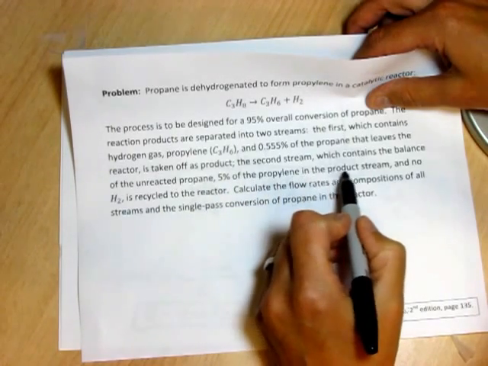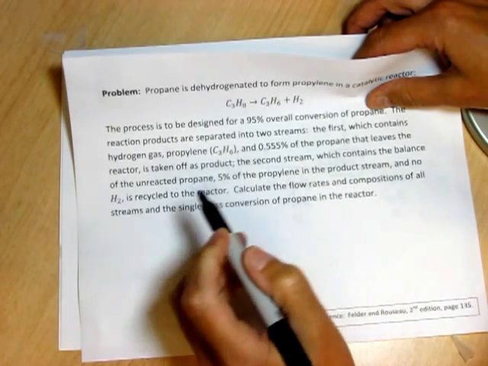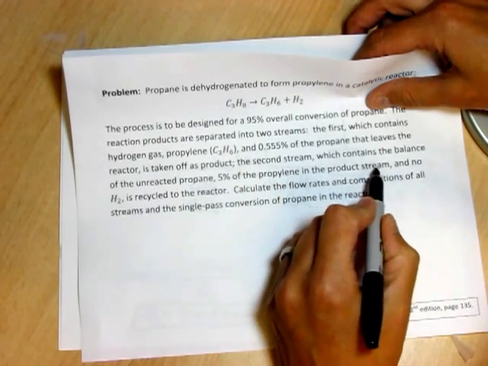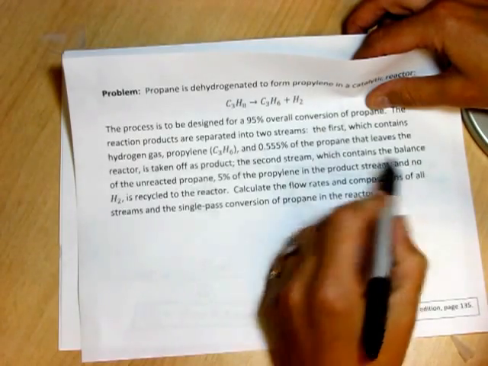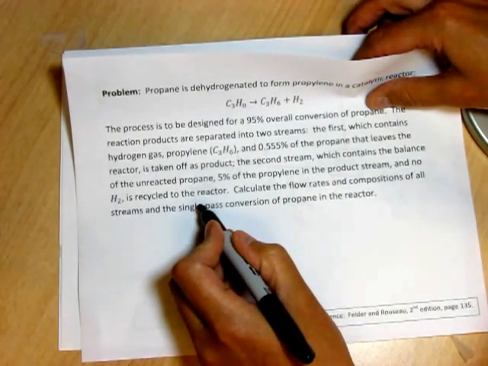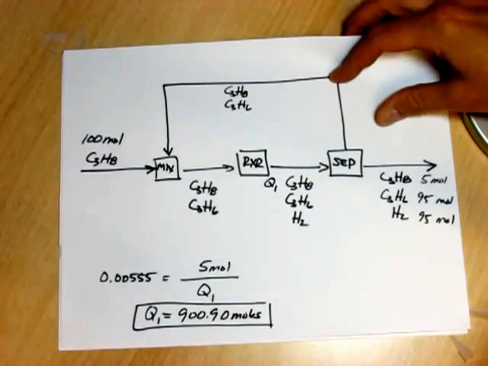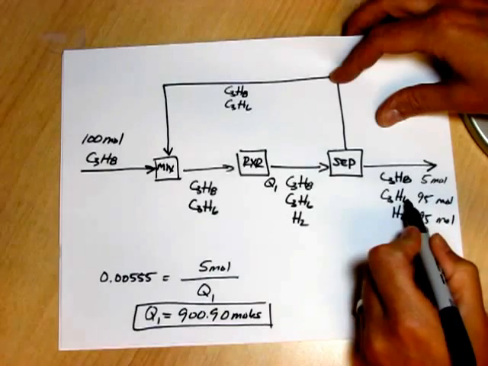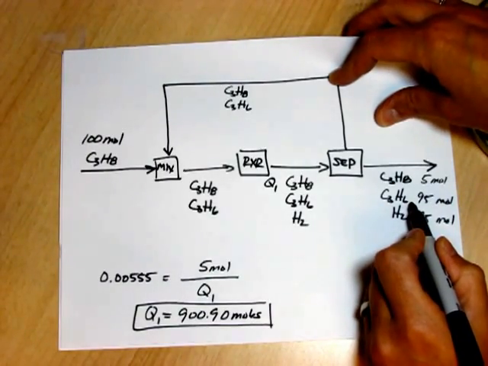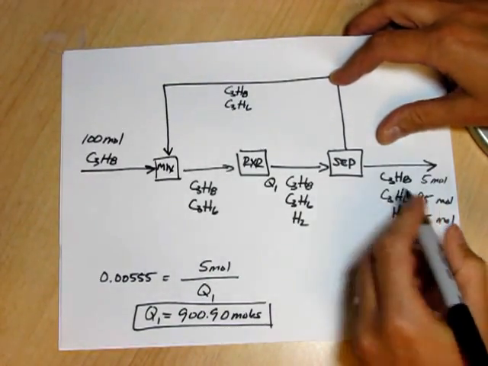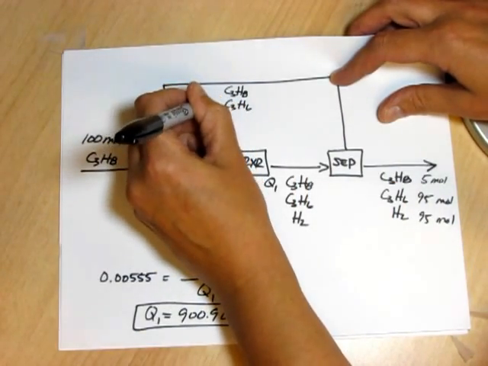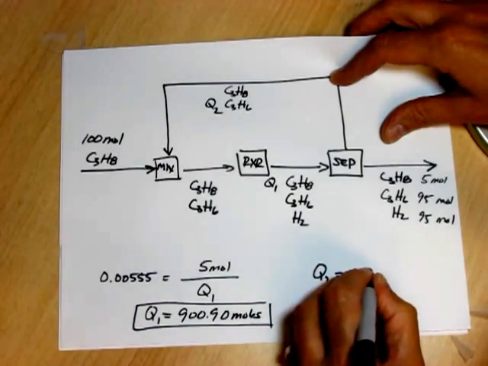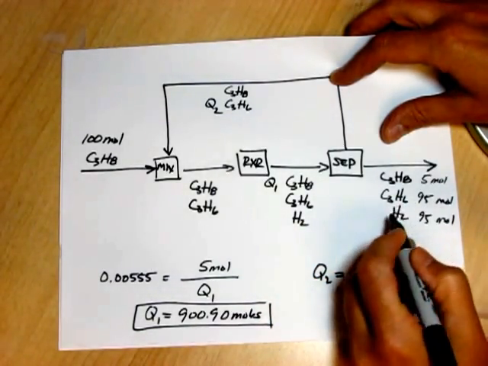5% of the propylene in the product stream is recycled to the reactor. Here's the propylene in the product stream, 95 moles. A quantity equivalent to 5% of the propylene in the product stream is recycled into the reactor. So here's the amount of propylene, I'll call it Q2. Q2 is equal to 5% of the propylene in the product stream.